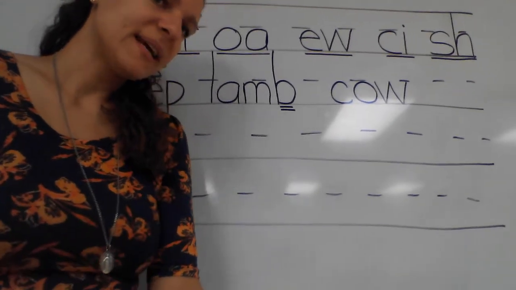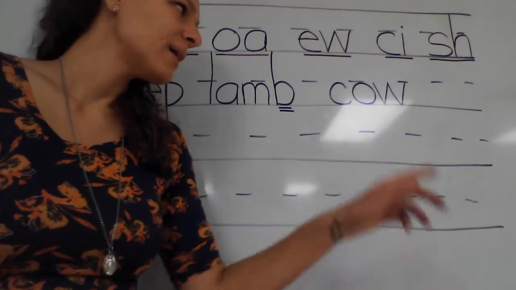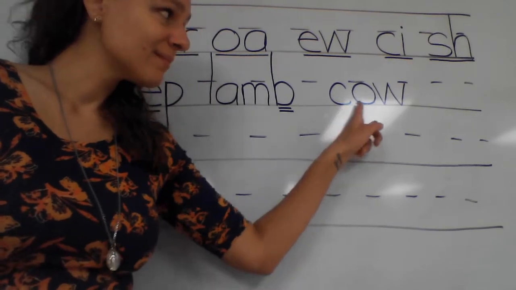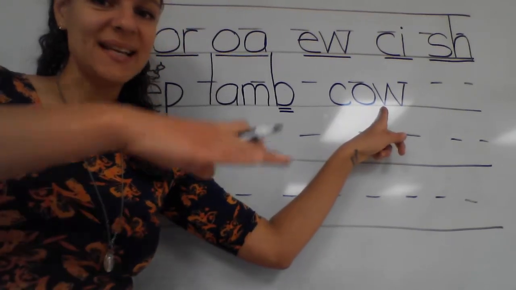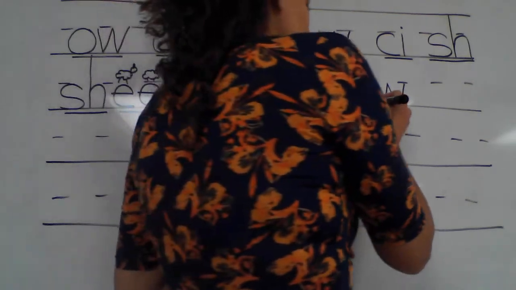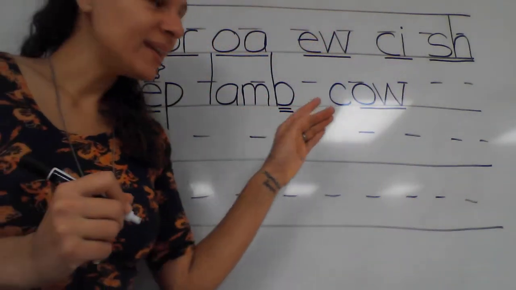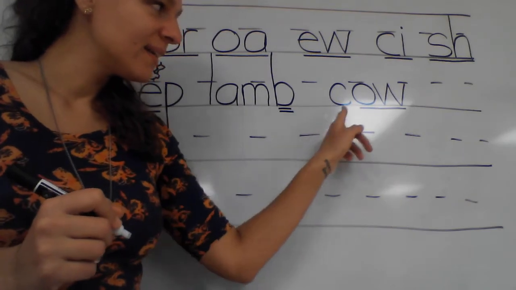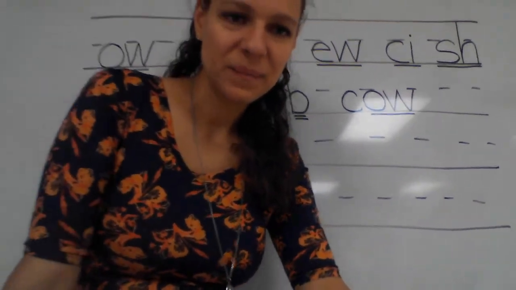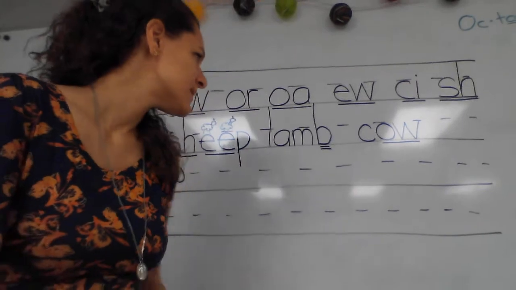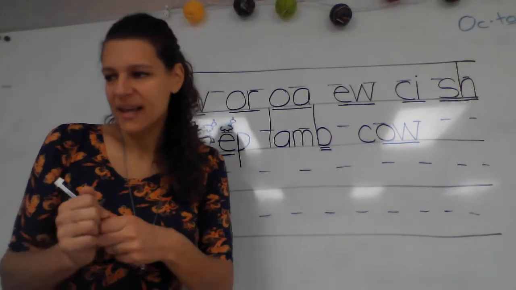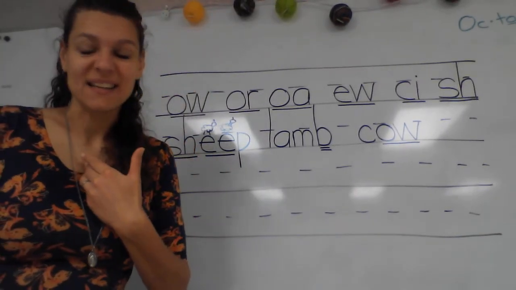Make sure your word looks like mine. Let's mark it. Good, we need to underline our ow-o. All right, let's read our word. Good, cow. Oh, I forgot to use that in a sentence. I'll make sure I do use a sentence with the next one.